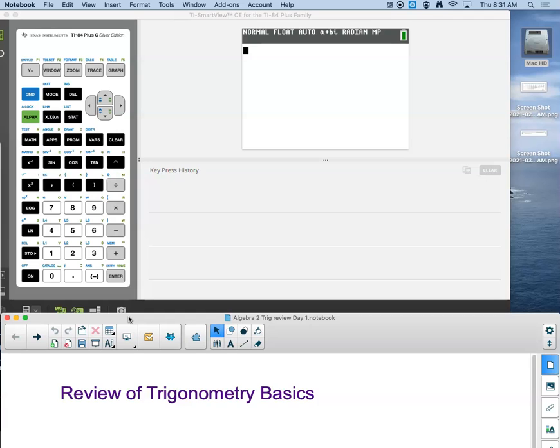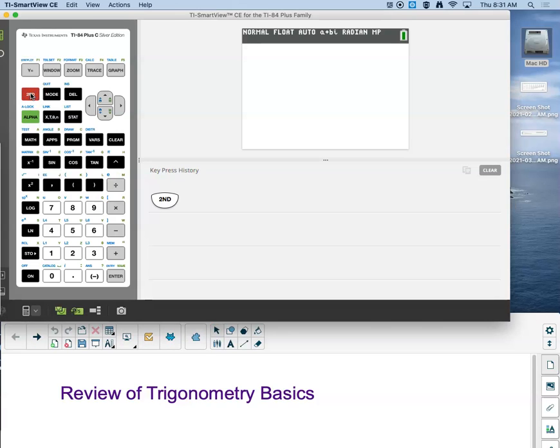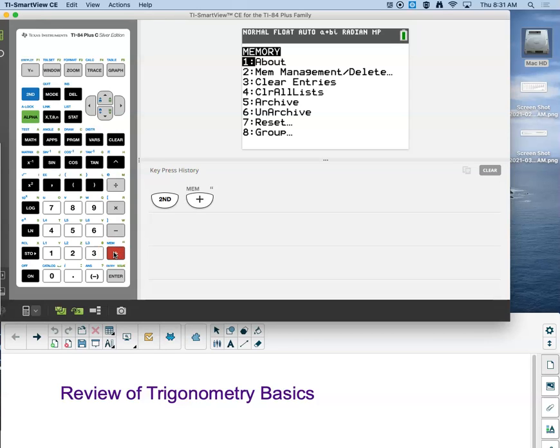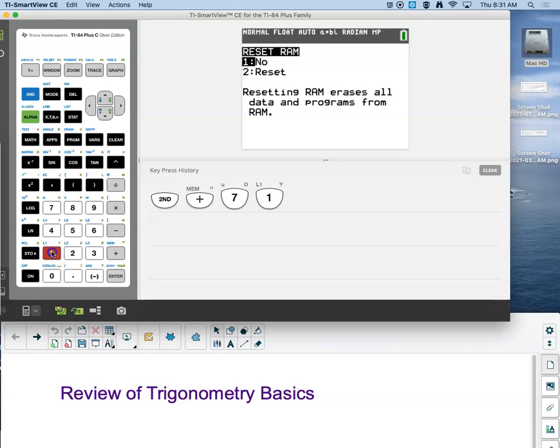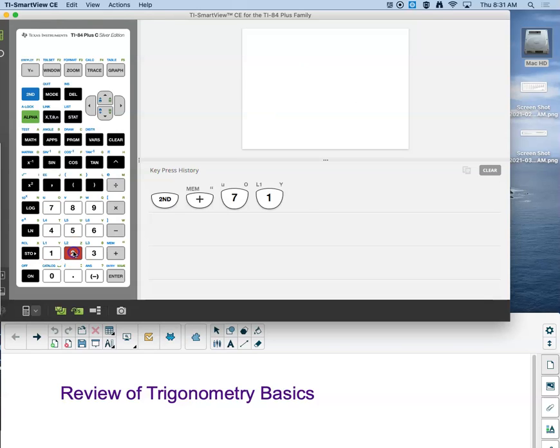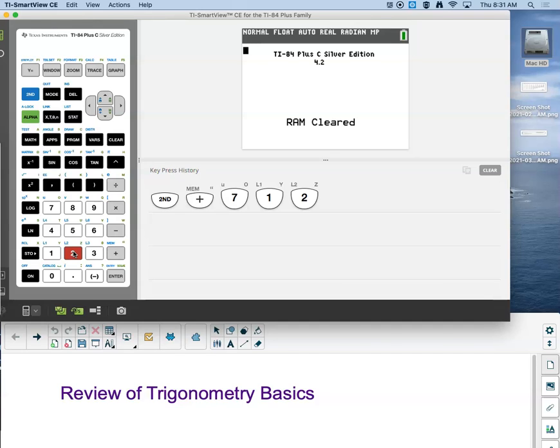So here's what you have to do to be able to clear the memory. You have to hit second and plus, because in the blue above the plus there's a little MEM, and that's memory. And then we're going to hit number 7, reset. And we do have to do all RAM, so we're going to hit number 1, and then number 2, reset. And you'll get this message that says RAM cleared or a reset has been done. And then your instructor is going to have to come around and see that it says that before you can even start the tests.